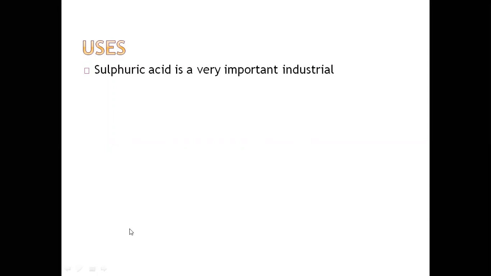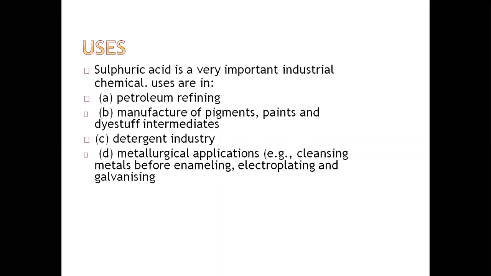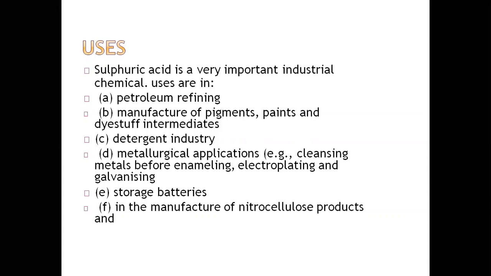in industry it has important uses: in the paint industry, in the petroleum industry, in the detergent industry, in metallurgical processes, and also as a dehydrating agent in many cases. So that is all about sulfuric acid's physical properties and chemical properties.